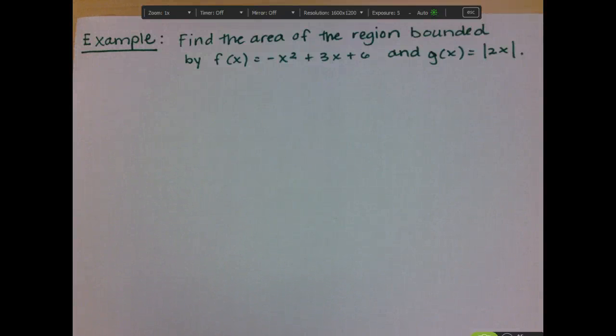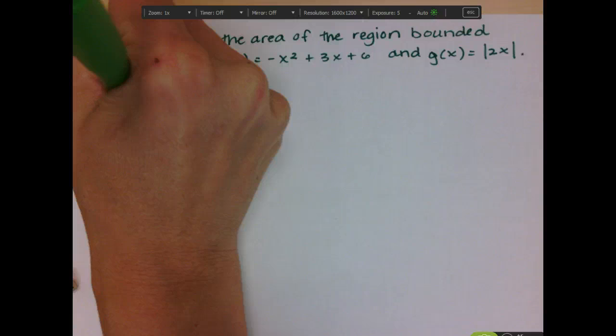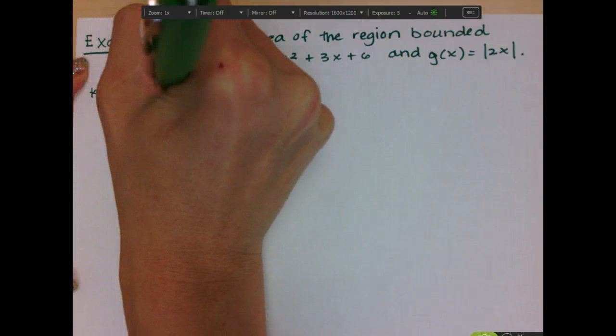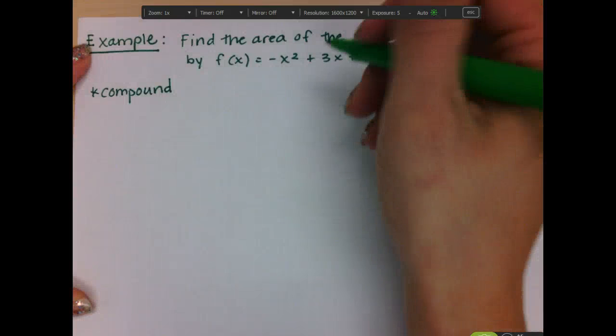This video is the second part of section 6.2, where I'm going to show you an example of finding the area of the region between two curves. And this example is actually a compound example, and I will talk more about why that is in a little bit. So first of all, let's look at the given information.